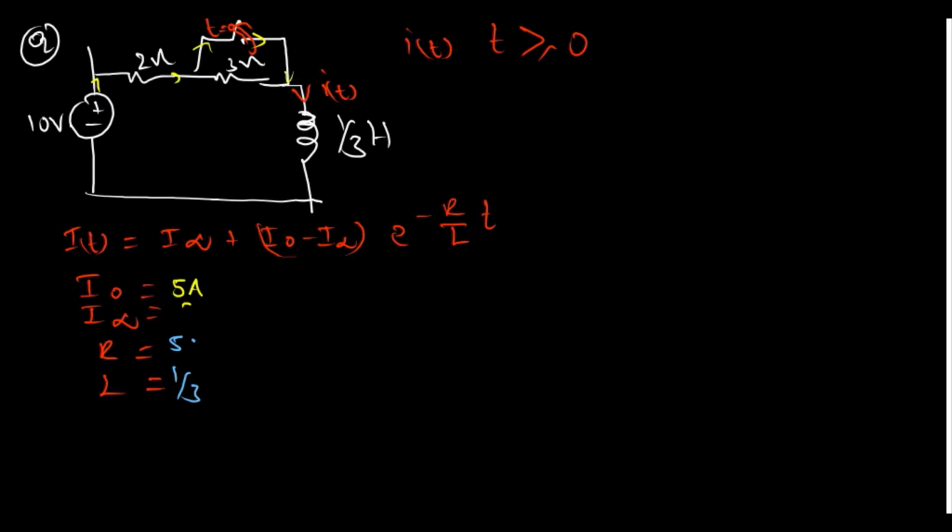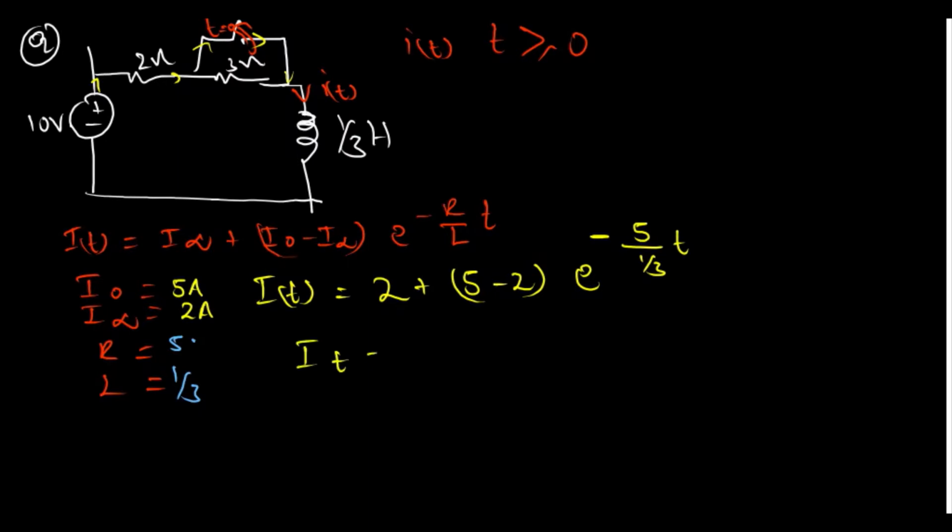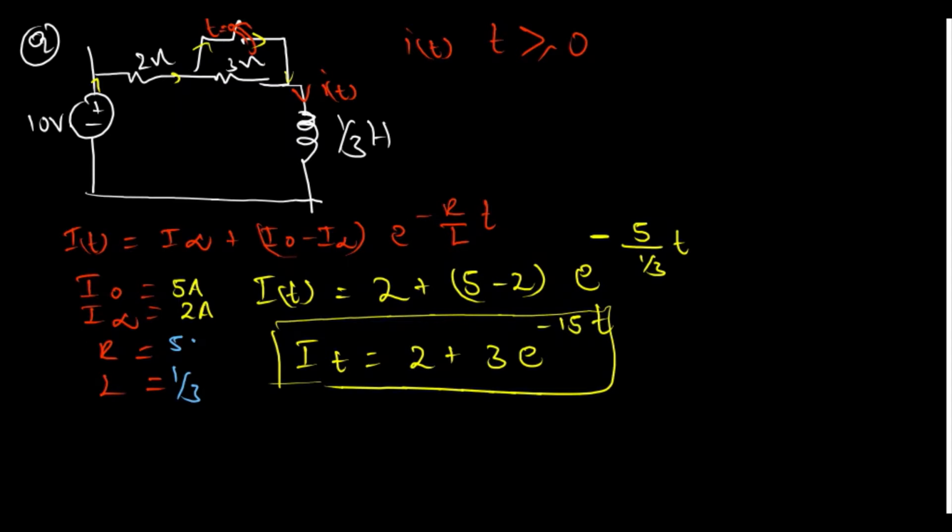For I infinity, the current flowing in this part, which is 2 ohms, gives I infinity equal to 2. So the equation became I(t) is equal to 2 plus 5 minus 2 into e to the power minus 5 over 1 by 3 into t. So I(t) became 2 plus 3 into e to the power minus 15t. This is the answer for this question.